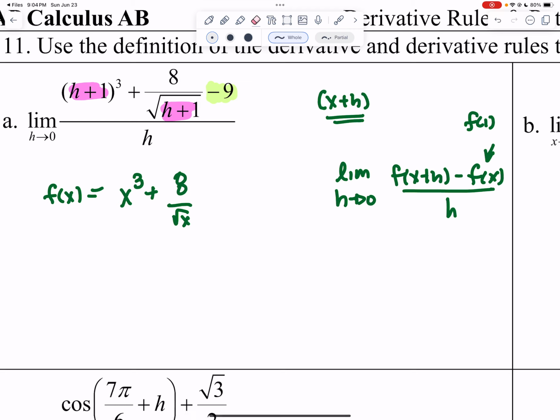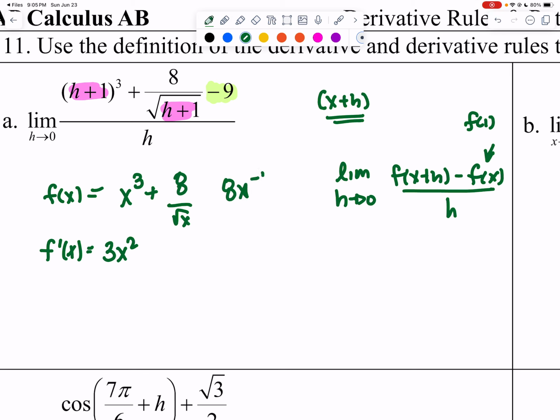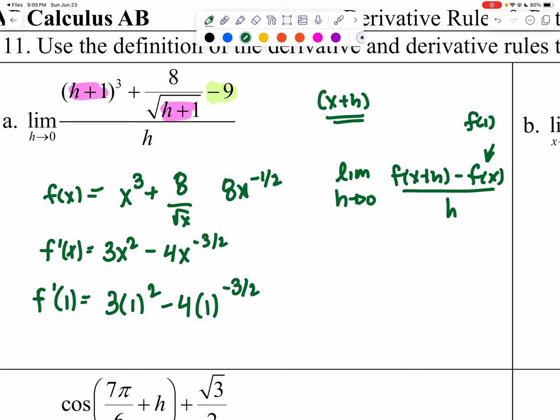So we have our function, that's great, but we haven't found the derivative yet because I want the derivative at x is equal to 1. So I am going to find the derivative using my good old power rule. So I have 3x squared here. I'm going to rewrite 8 over the square root of x to be 8x to the negative 1/2, so that I get minus 4x to the negative 3/2. And then I'm going to plug in 1. And then, of course, if I simplify that, 3 minus 4 is just going to be negative 1.